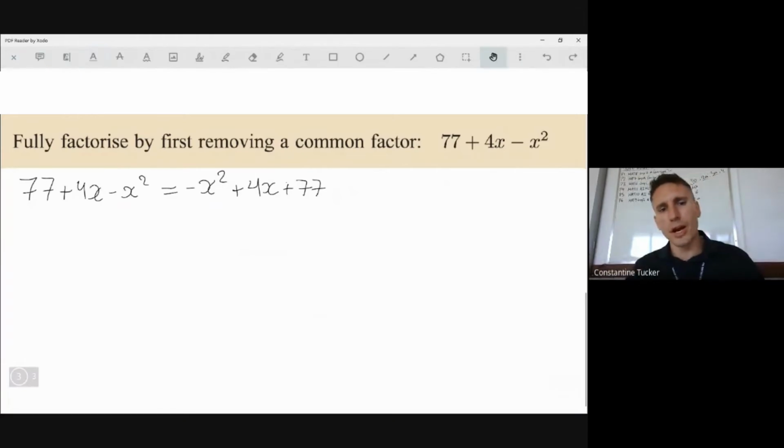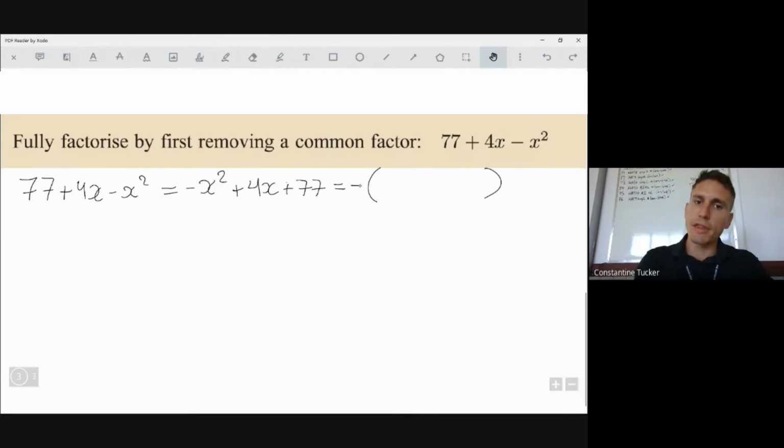But here we don't really like to factorize something like this because we have a minus in front of the x squared, and that makes our life a bit tricky. So what we tend to do in this case is we rewrite it as minus and then change all the signs inside the brackets. So here we effectively take out a common factor of -1, or minus here without the 1 written in there, and then we go ahead and change all the signs inside the brackets, because remember the minus actually changes everything. So here instead of minus x squared we'll have positive x squared inside the brackets, instead of plus 4x we'll have minus 4x, and instead of plus 77 we will have minus 77.